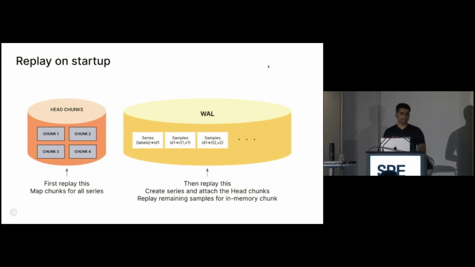So the WriteHeadLog basically has all the samples that you can use to replay the data in the memory. But the head chunks already have the compressed samples, and recompressing the samples again is an expensive operation. So first you replay all the head chunks and make a map of it in the memory, like the reference and which series it belongs to. And after that, you replay the WriteHeadLog. When you are replaying the WriteHeadLog one by one in sequence, the series records tell you which series to create. Once you create the series, just look at this map of chunks and attach it to it. And the samples in the WriteHeadLog just help you recreate the chunk that was in the memory.